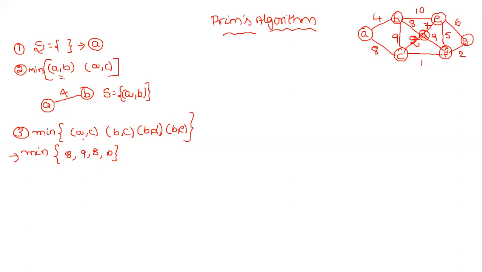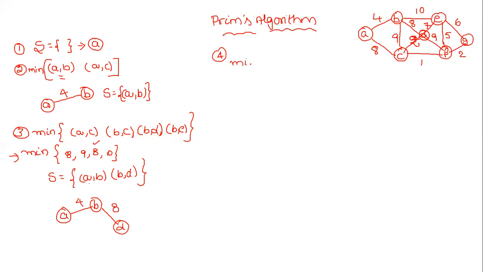Here you may consider any one of these two edges, but in my example, I am going to consider this one. So that's why the tree becomes A to B, B to D. So the graph is A to B, which will be 4, and B to D, which will be 8. This is the graph.